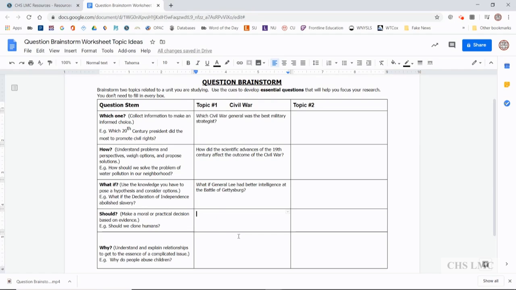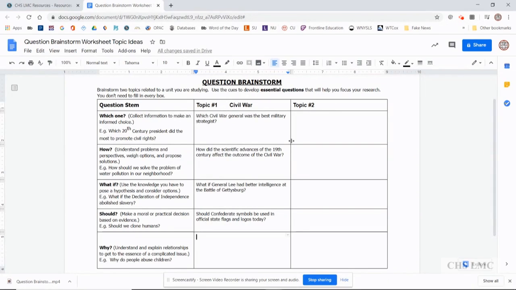Should. Okay, so make a moral practical decision here. So should Confederate symbols be used in official state flags and logos today? So that's something to consider. It's a little more topical. These should ones are probably a little more based on evidence. You can kind of make these decisions here. So should Confederate symbols be used in official state flags today?